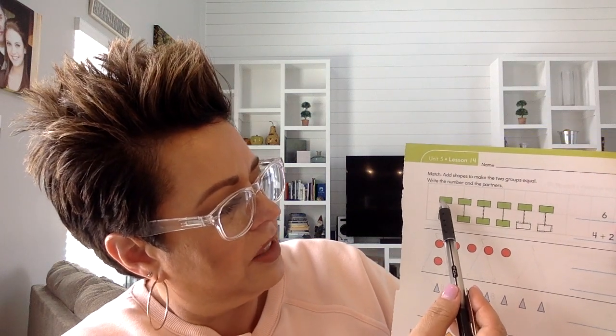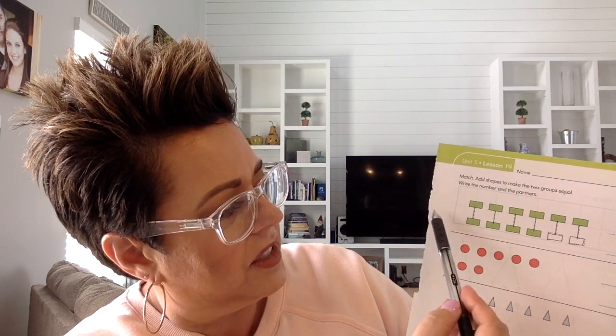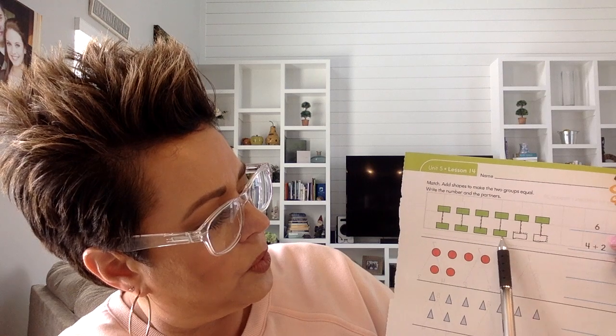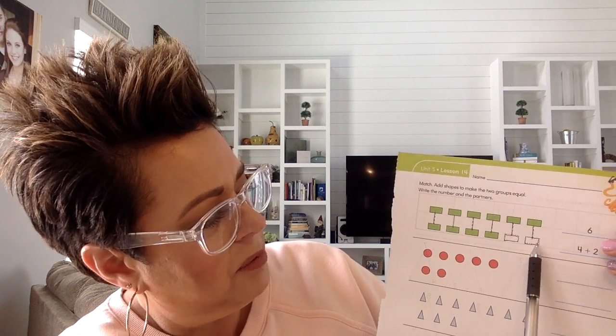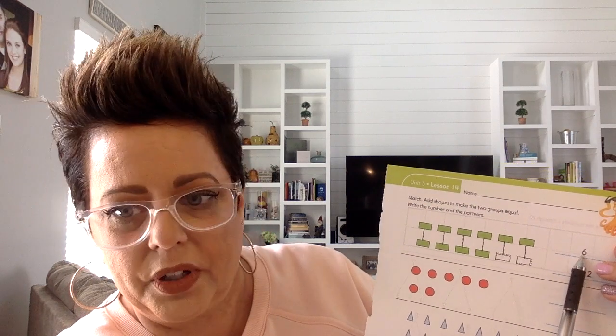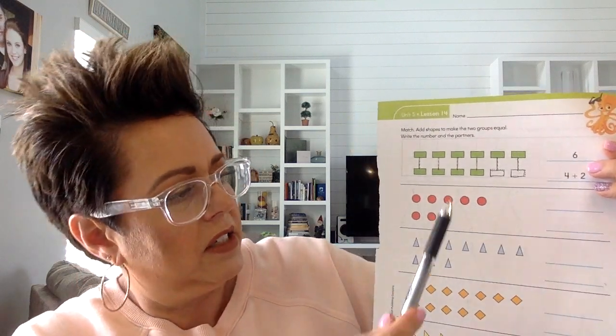So first we're going to count how many we have all together. There's 1, 2, 3, 4, 5, 6. There are 6 on the top. But there was only 4 to begin with, and we had to draw 2 more. So the number that we are looking for the partners is 6. This picture showed us 4 green rectangles plus 2 white ones that we drew. So we know that 4 plus 2 equals 6. So let's look at the next one.